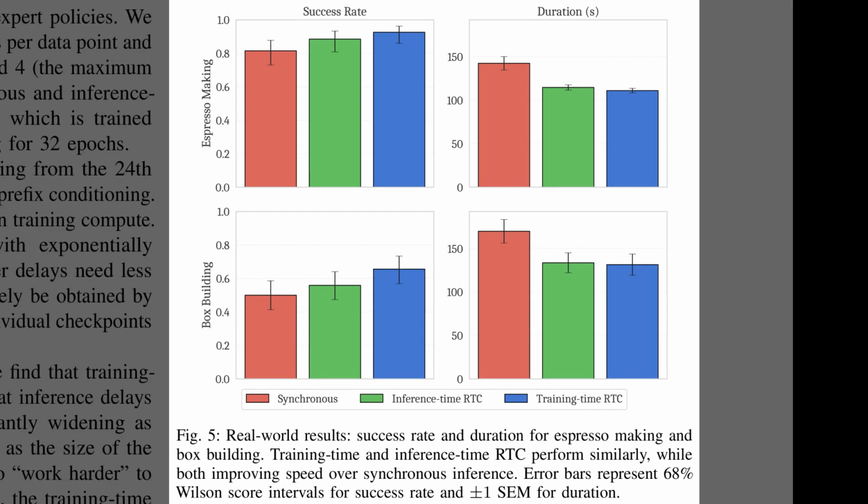Alright, the previous plot highlighted simulation trends, and Figure 5 confirms that pattern on real robots. The left column shows success rate, where training time real-time chunking in blue beats both inference time chunking in green and synchronous control in red on espresso making and box building. The right column shows duration, and both real-time chunking methods finish faster than synchronous control. Training time chunking, therefore, preserves success while cutting wall clock execution time.